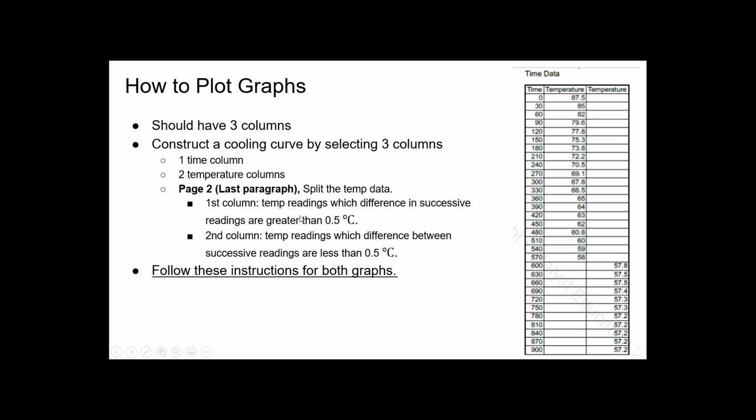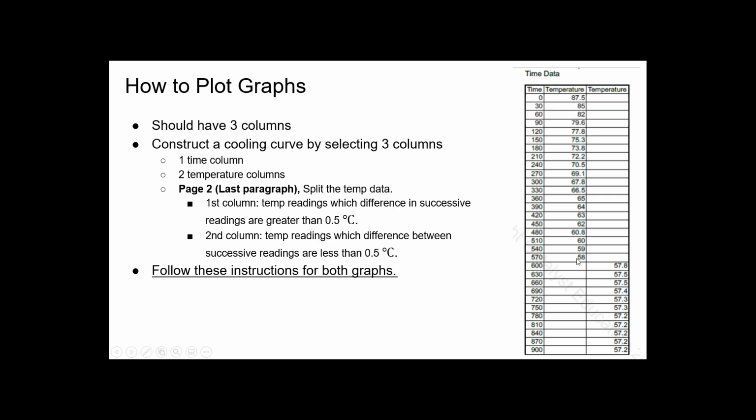Well, the first column is the temperature readings where the difference in successive readings is greater than 0.5 degrees Celsius. I'm sorry, when I talk too fast, I get tongue-tied. So anything here where the difference between them is greater than 0.5 stays in this column. As you can see, these are all over 0.5 if you start looking at the math. When you get to, for instance, 60.8 and 60, it's still a difference of more than 0.5.